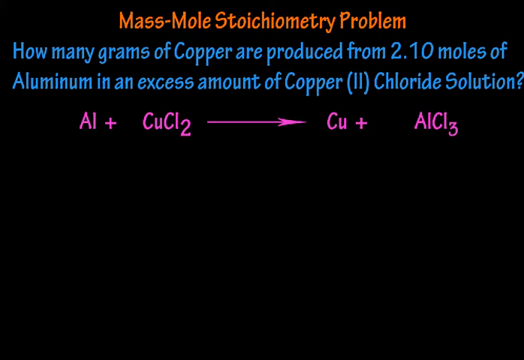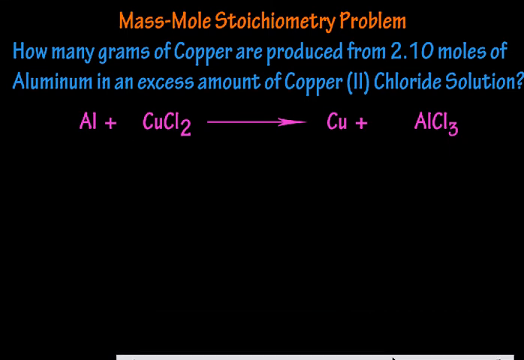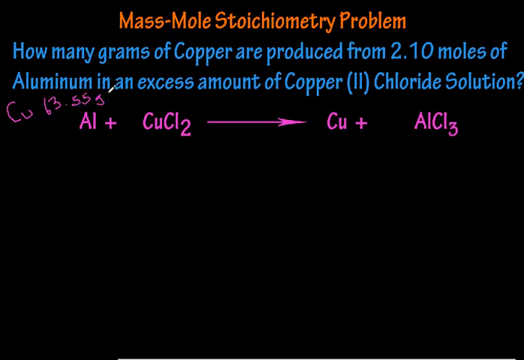So let's bring up a periodic table real quickly here, and we can see on this, you can't see it very well, but it's 63.55 grams per mole. So we can put our periodic table away, and let's just write that down: 63.55 grams per mole for copper. Just something we need.